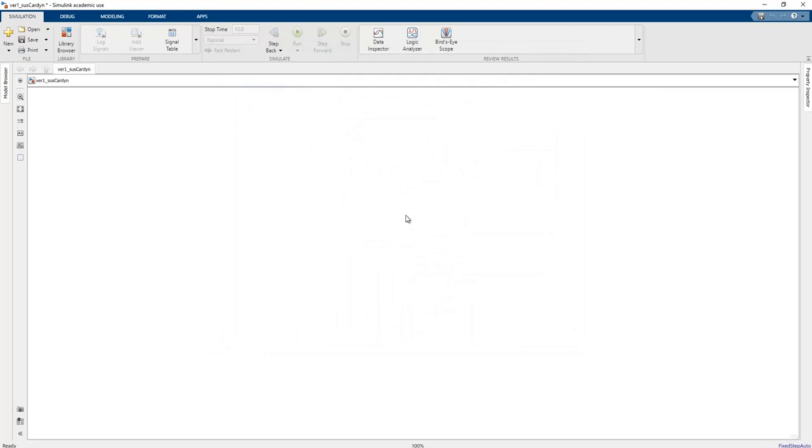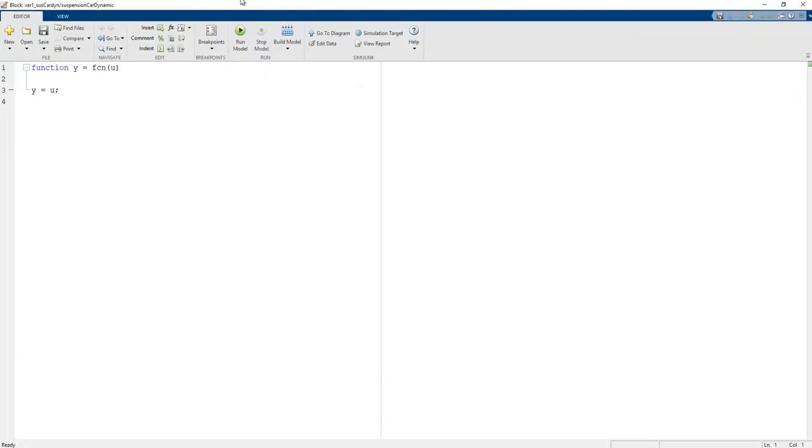and then we are ready to create a model. Firstly, we need to add the Matlab function blocks in here in order to emulate the specific system dynamics or the state space representation of this model. Okay, and so suspension car dynamic is the name of this function, and this function can be implemented by the output and input value. Okay, FCN is the function name, and so sus car dyne is the name of this function.